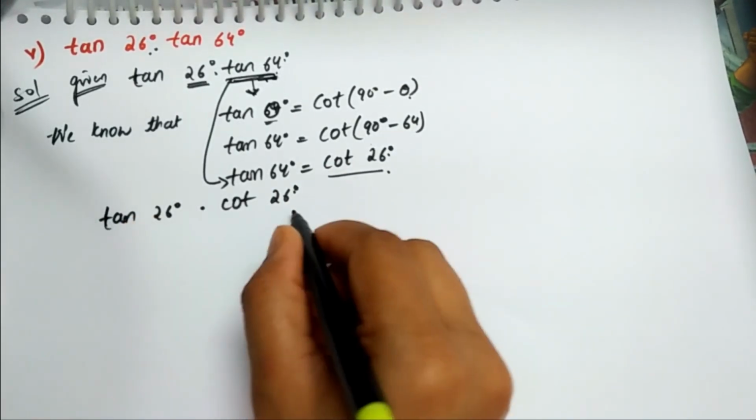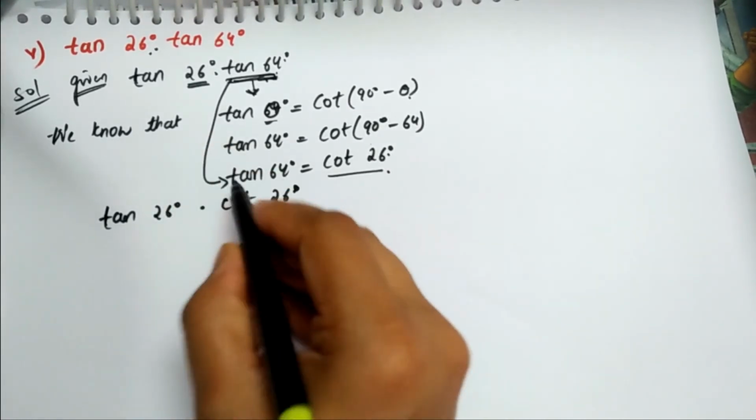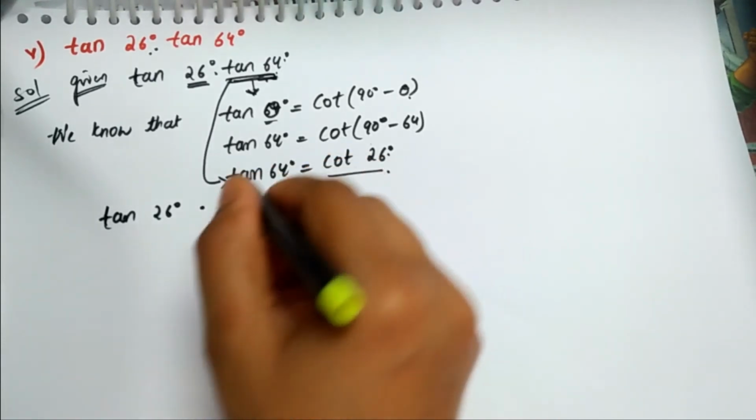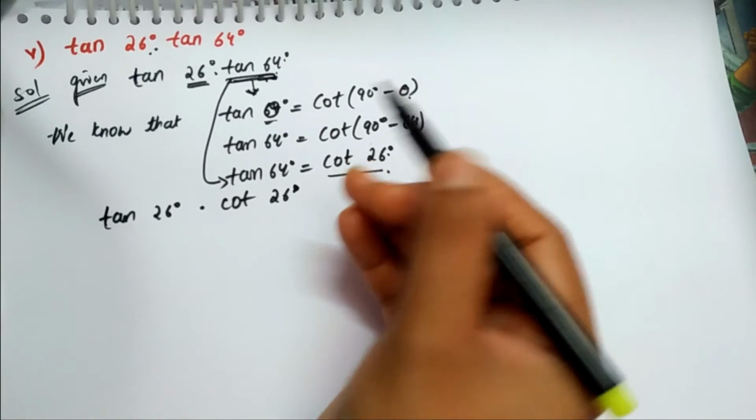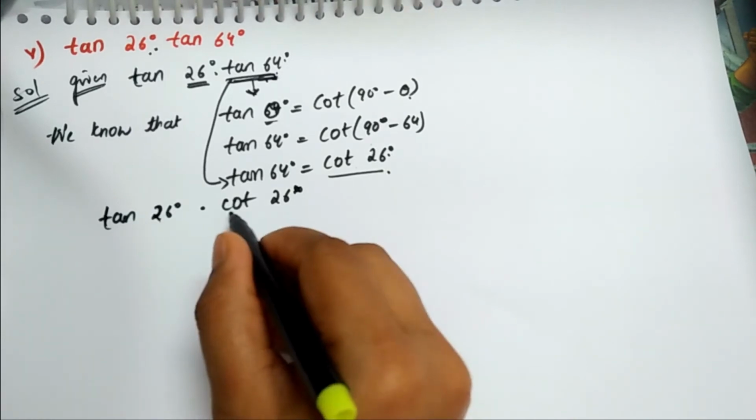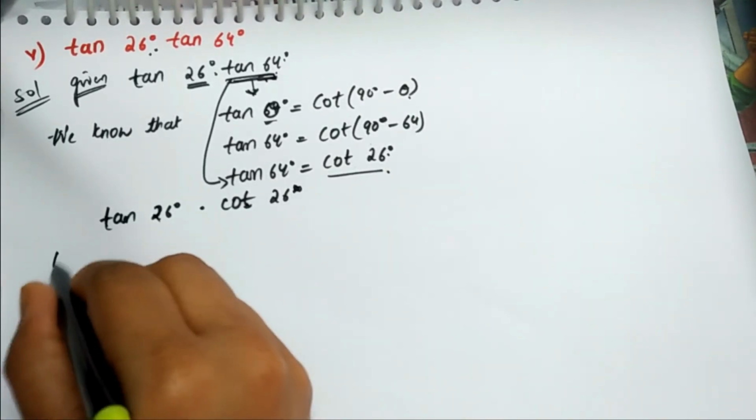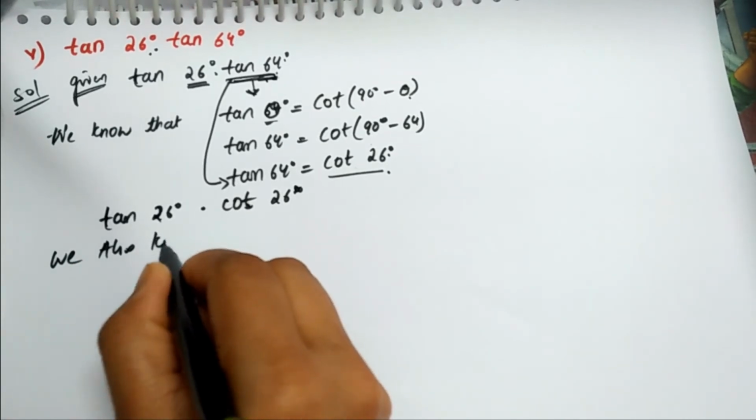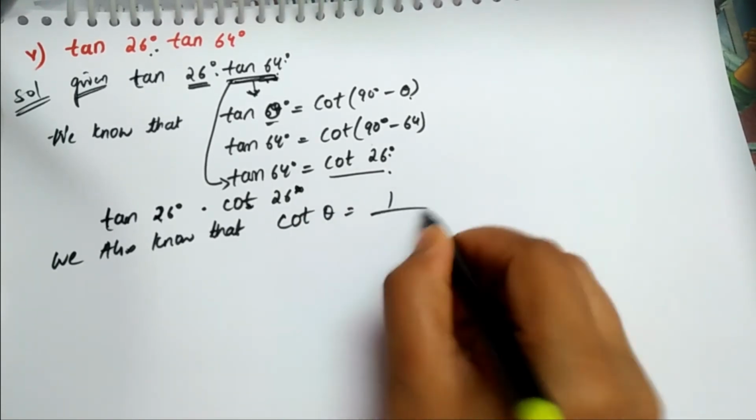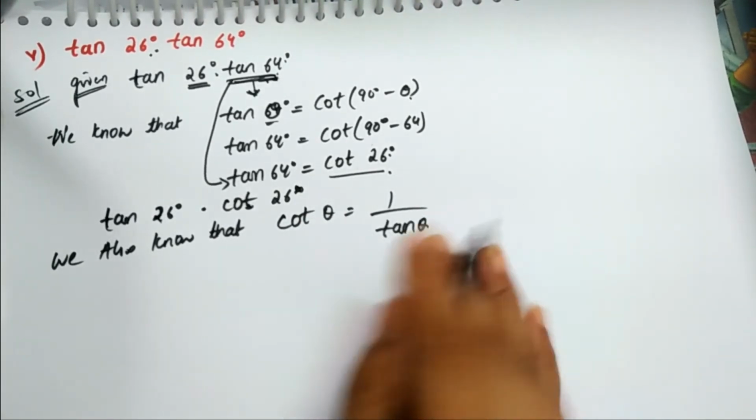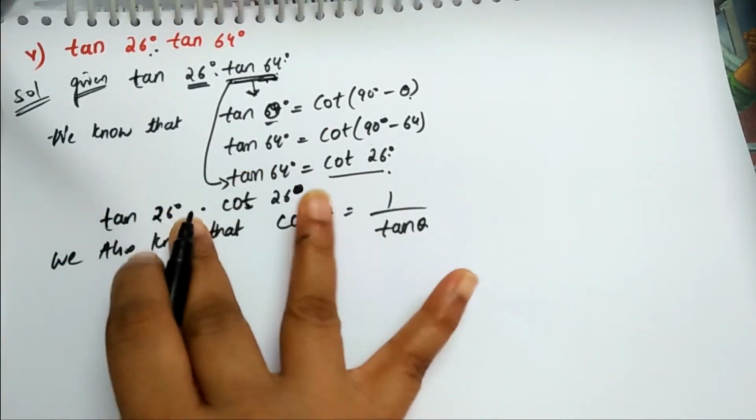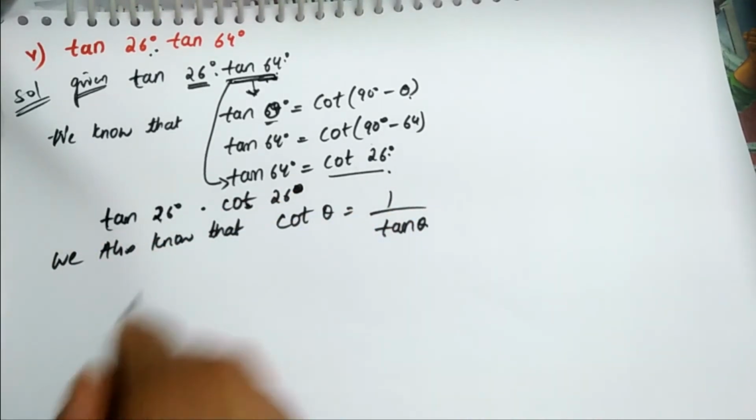We got one of the things. Again, you people will say that it's very easy, we will convert cot and get it. But obviously cot 26 will indirectly give tan 64, and we'll be back to the question. So what other identity or formula can we use? We also know that cot theta is nothing but 1 by tan theta, right? So it will be changed to the same term, and you can see that the theta is also the same. So now it will be very easy for us.